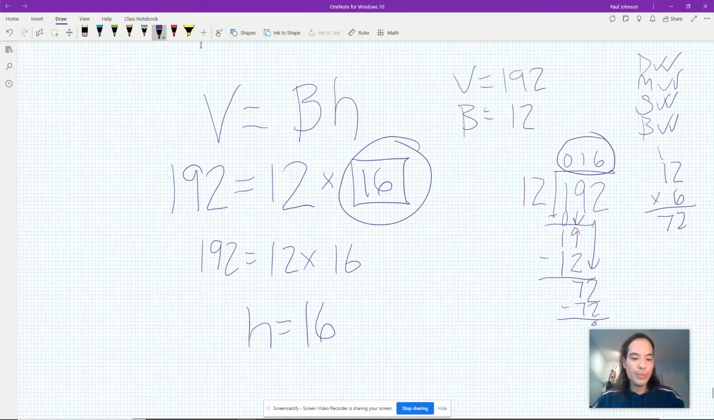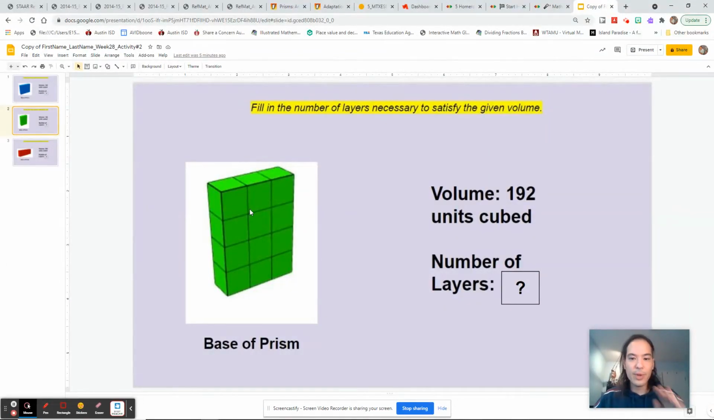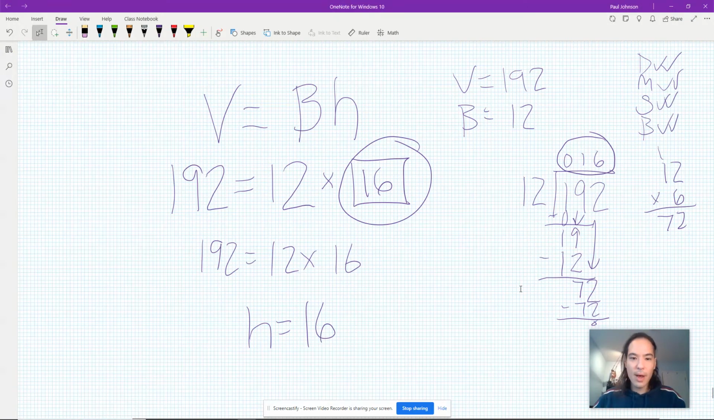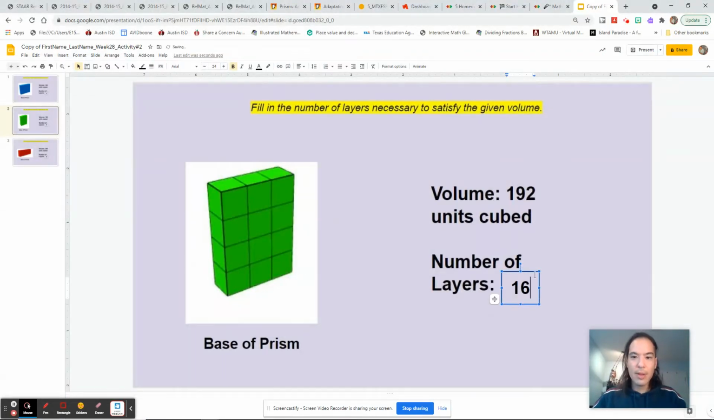So that original picture that we had right here, if we knock that over and added 15 more layers on top of it to make a complete 16 layers of this 12, then we would have our volume of 192 cubic units. So 12 times 16 equals 192. So this base layer knocked over with 15 more layers on top would equal a total of 192.